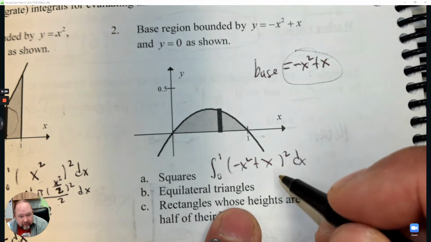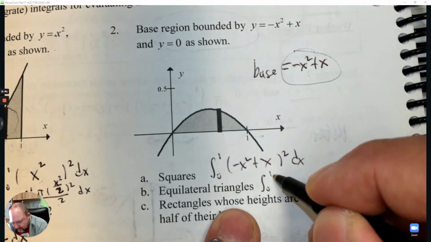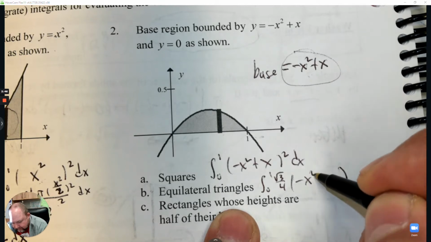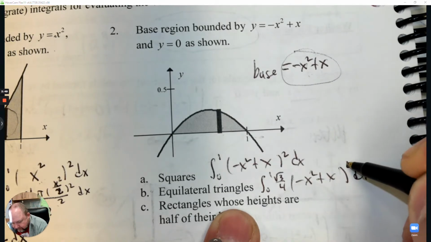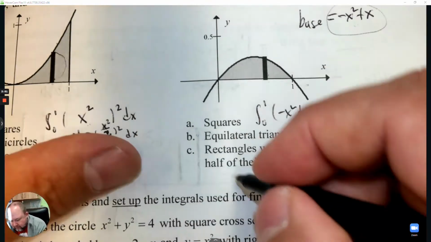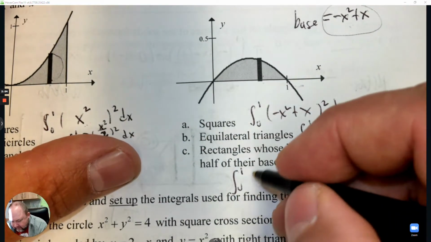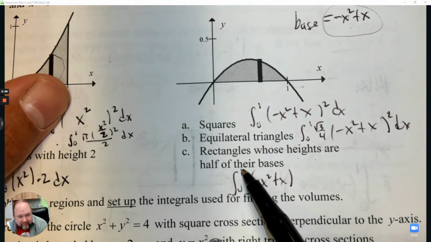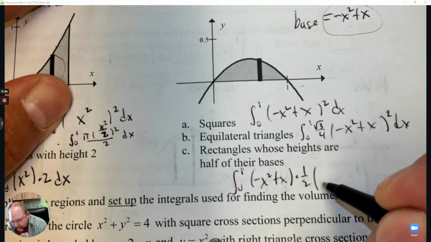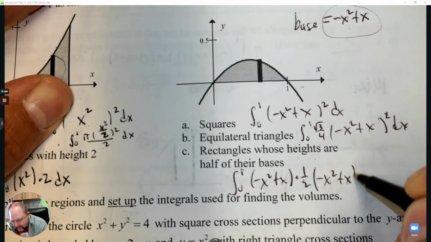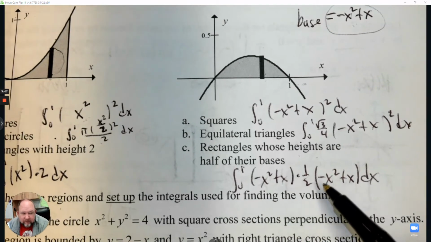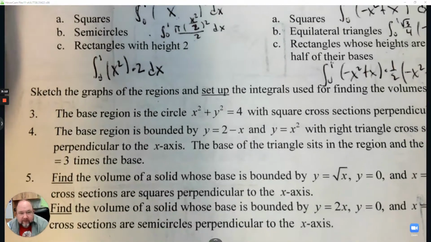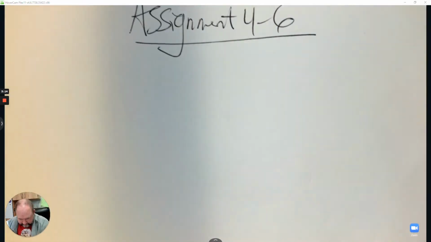For equilateral triangles, the formula is root 3 over 4. And then you take that base and square it. And then rectangles again, 0 to 1. The base is negative x squared plus x. And then it says the heights are half of the bases. So you take half the base. Another way to see this written is if this was squared. Alright, I'm going to have to do this down here.